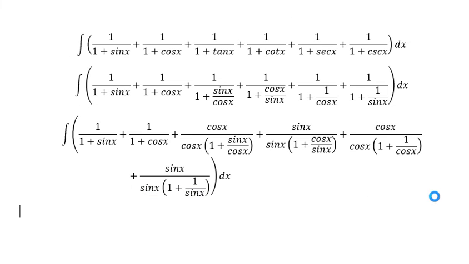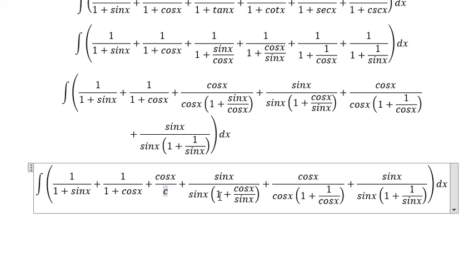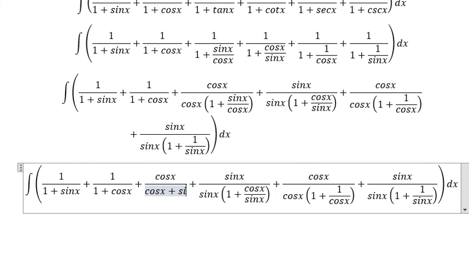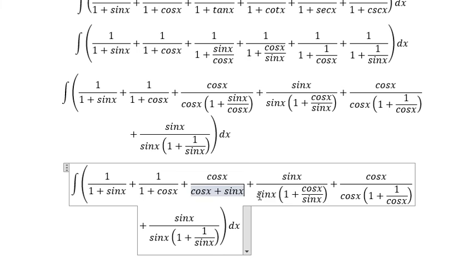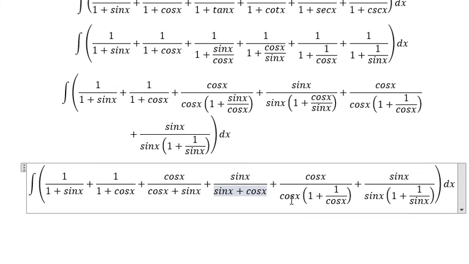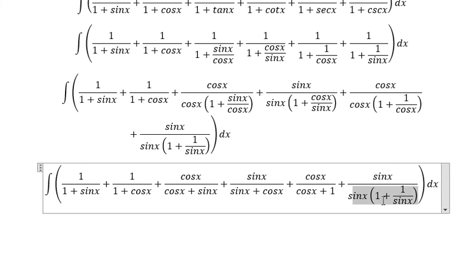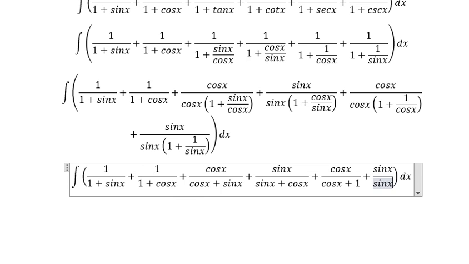Next, we simplify this one and we have cosine x plus sin x. This one is about sin x plus cosine x. This one is about cosine x plus 1. This is about sin x plus 1.